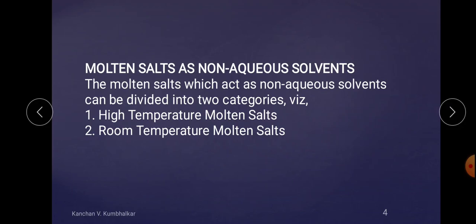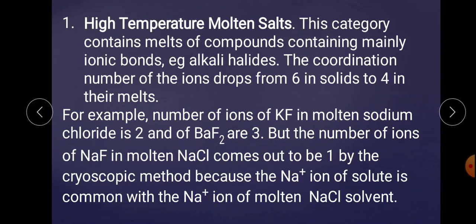The molten salts which act as non-aqueous solvent can be divided into two categories. First one is the high temperature molten salt and second one is the room temperature molten salt. Now, let's check out the high temperature molten salt. This category contains melts of compounds containing mainly ionic bonds, for example, alkali halides.